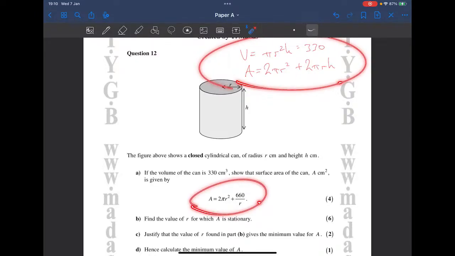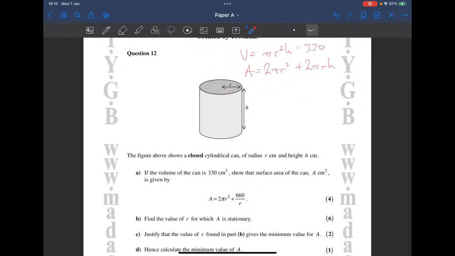We want to combine these two together. Looking at our goal expression at the end, we have no h's. So we want to take one expression, rearrange it for h, and plug it into the other one. We're looking for the area, and we have a value for the volume. So we start with the one we have a value for, the volume in this case. So h is 330 divided by pi r squared.